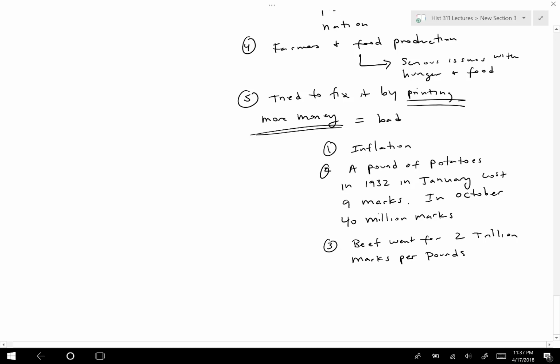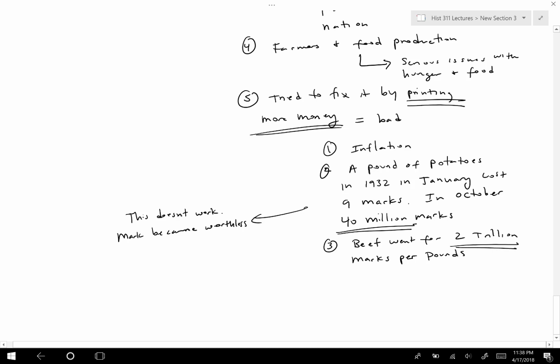Okay, I mean this is not sustainable. This doesn't work. Essentially, the mark became worthless. There's pictures where they had stacks of money, and kids were just playing with these stacks of marks. They had them in bricks, and they were stacking them up like toy bricks, because it was that worthless. If it's 2 trillion, 40 million, I mean, it was just absurd.